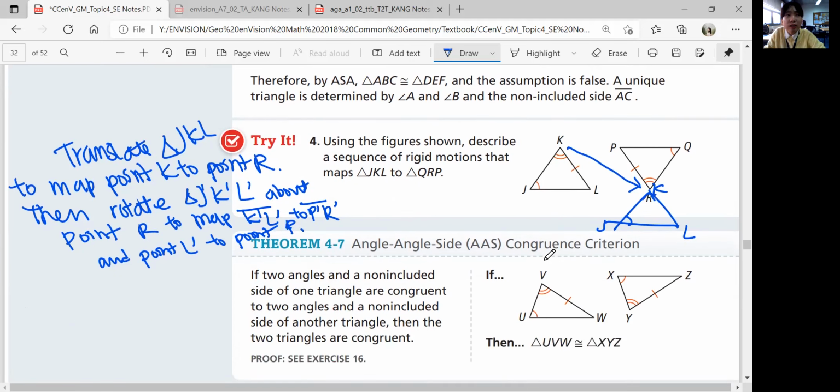Let's look at theorem 4-7. The angle side congruence criterion is the theorem that we just looked at. So if two angles and a non-included side of one triangle are congruent to two angles and a non-included side of another triangle, it doesn't matter which non-included side it is, whether it's on the left or the right, it could be a reflection, right? So it doesn't matter. If two angles are congruent and one side that's not included is also congruent, then you can use the AAS triangle congruence criterion.